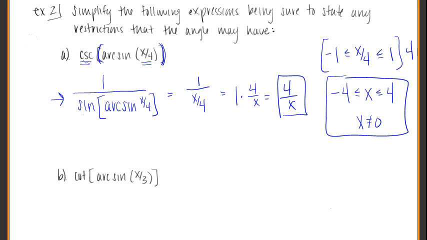So let's go back to the directions. It says we want to simplify the following expressions. Well, I've done that. The following expression simplified is 4 over x. And then we want to be sure to state any restrictions that the angle may have. Well, here are your restrictions. It can only be between -4 and 4, and x cannot equal 0. So there's the two parts of that problem.